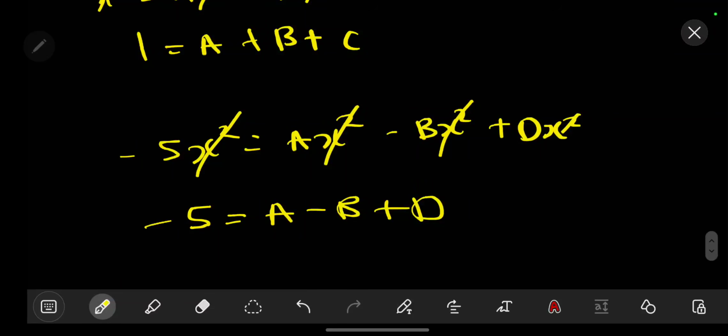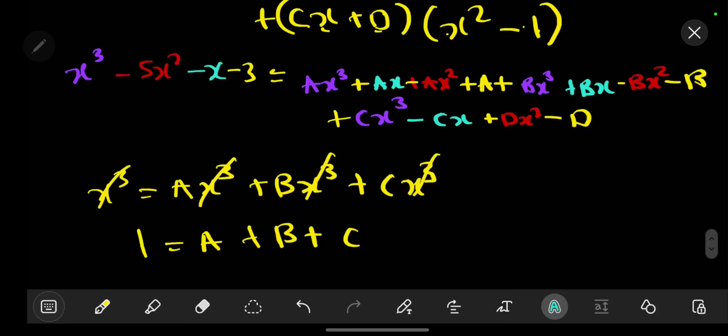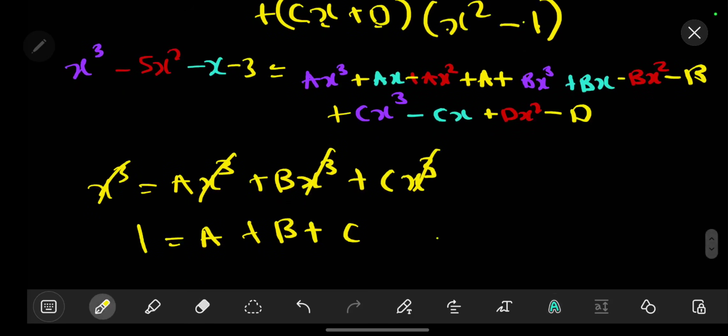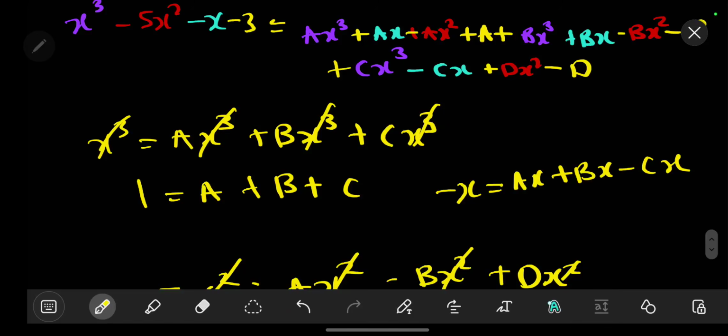Then for this other part, we are going to get all the terms that are just having x to the power 1. So this is going to give us negative x is equal to ax plus bx minus cx. So when we do that, we are going to end up with this situation.